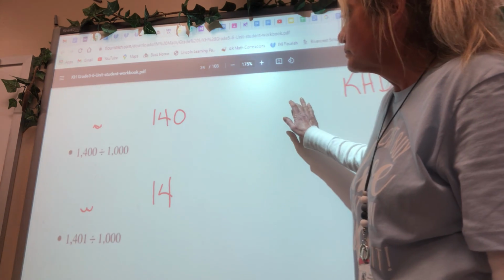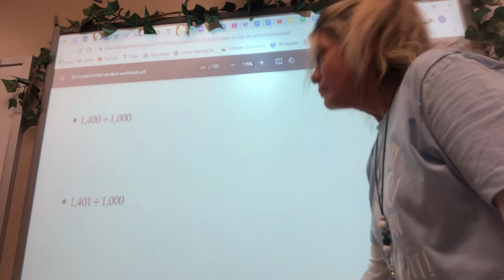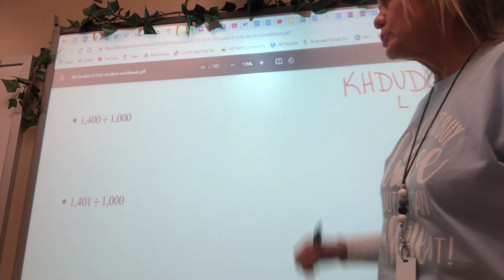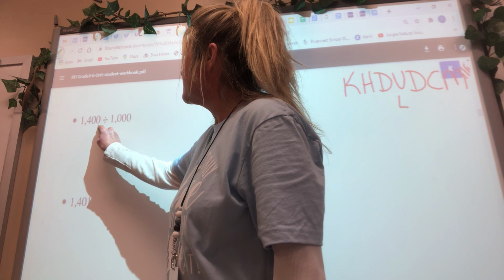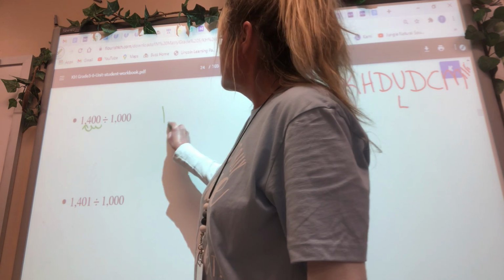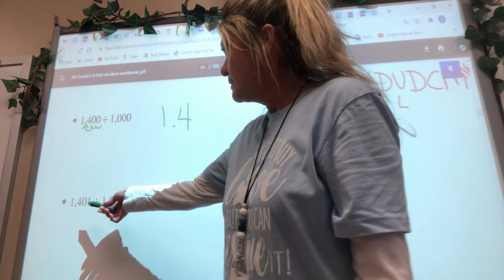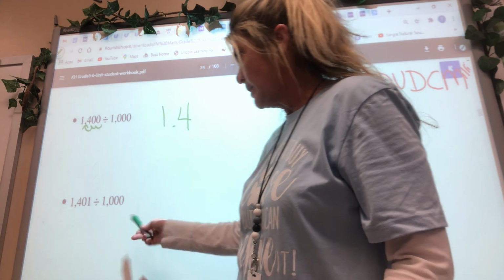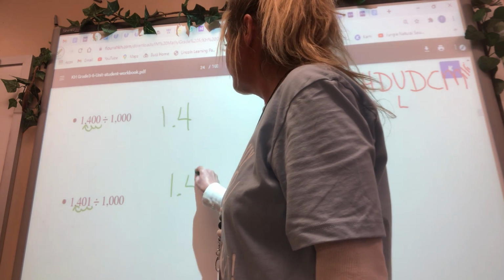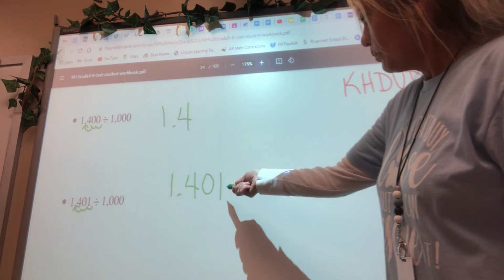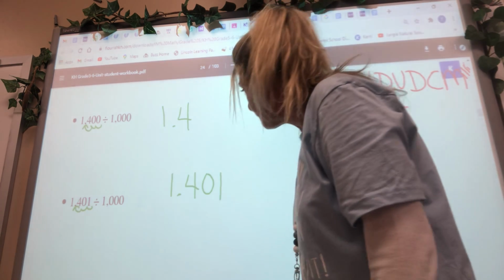And then the next to last one, 1,400 divided by 1,000. Well, now we're changing by 3 multiples of 10. So 1, 2, 3. So 1 and 4 tenths. And then 1,401 divided by 1,000, 1, 2, 3, is 1.401, or 1 and 401 thousandths.